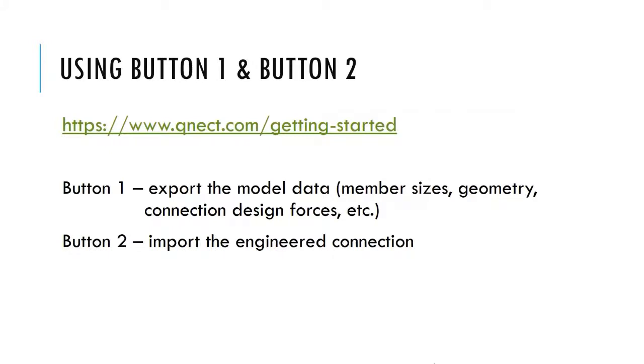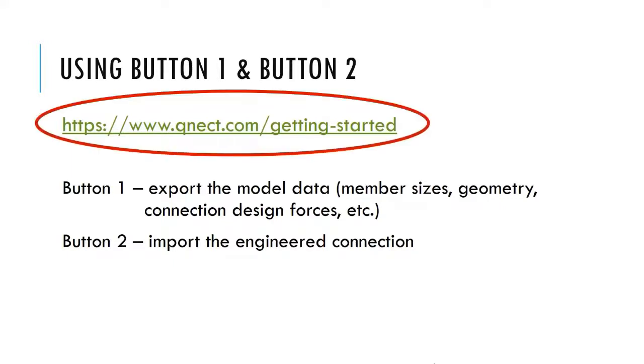Button 2 then imports the steel connection designs from Qnect into your Tekla model, so that you can see the final designs and all of the connection details. I'll show you how this all works. But if you have at any point issues performing these steps, you can refer to this link for Qnect's own videos on how to manage its functionality in Tekla.